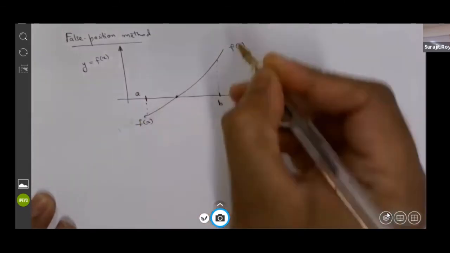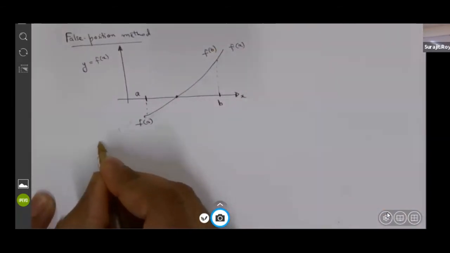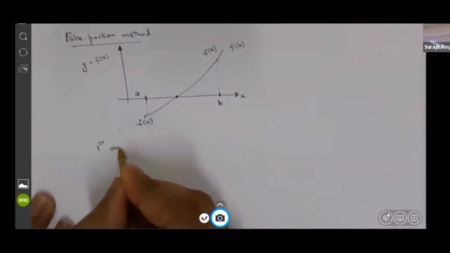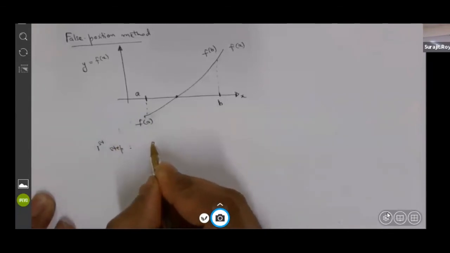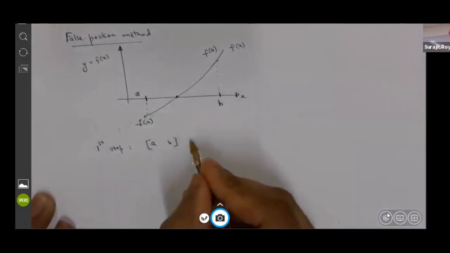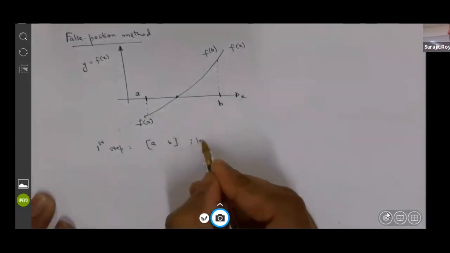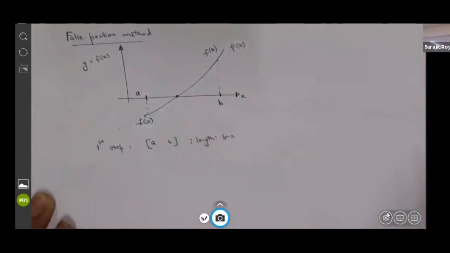But thereafter, you do not actually bisect the bracket or bisect the interval. First step: the root lies within this interval, and the length of this is b minus a, the interval length.